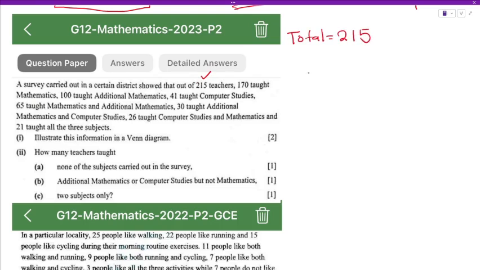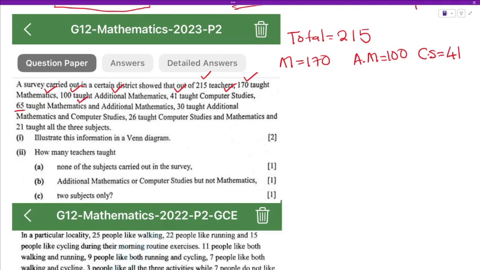Very important value. 170 taught what? Mathematics. At this point, we can even start collecting. So math is equal to 170. 100 taught additional mathematics. So AM, additional mathematics, is 100. Okay, 41 taught computer studies. So CS is equal to 41.